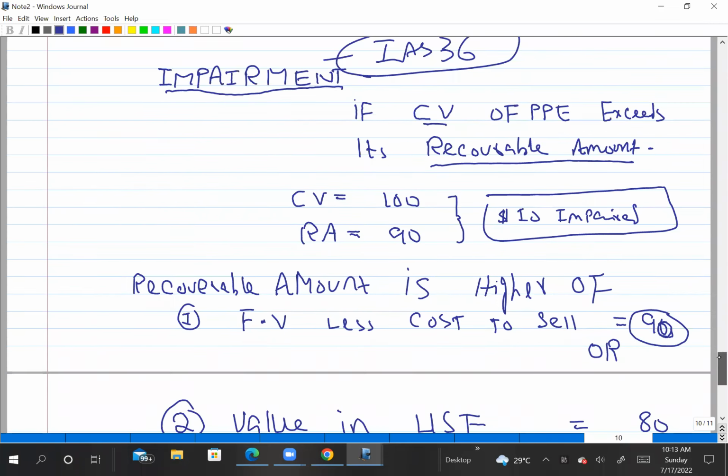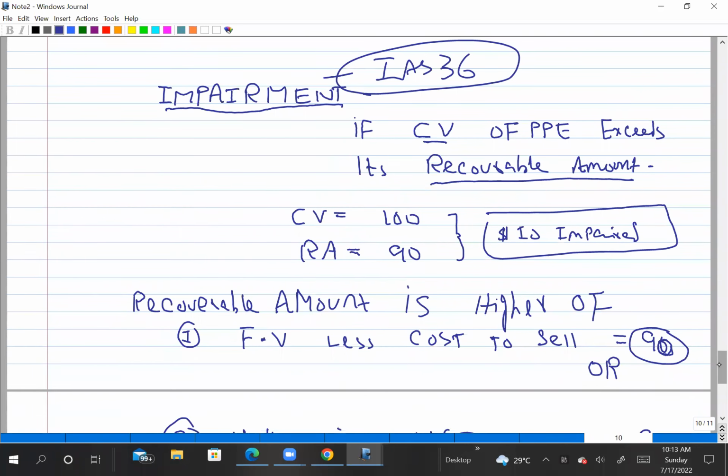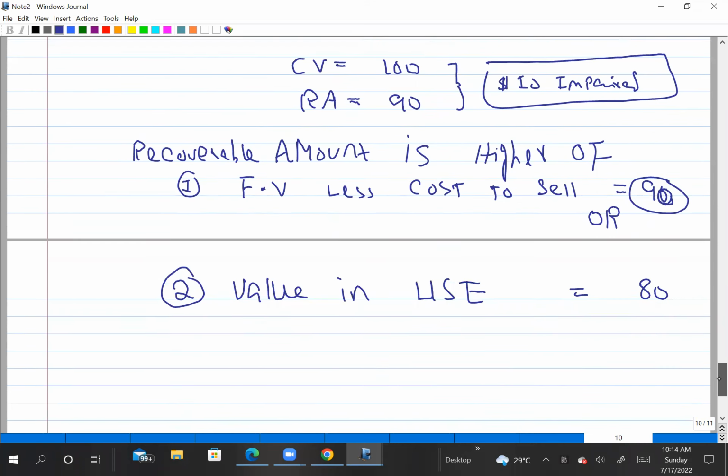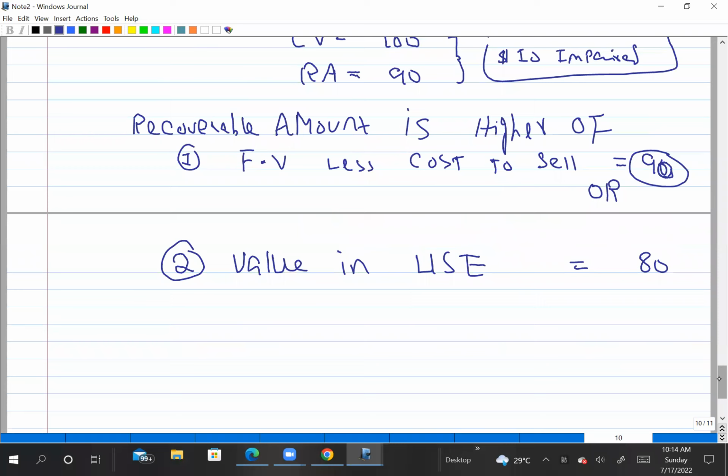Okay, we are talking about the concept of impairment. Impairment means the carrying value of the property, plant and equipment exceeds its recoverable amount. For example, if the carrying value is 100 and recoverable amount is 90, the asset is said to be impaired by $10. Now, what is recoverable amount? Recoverable amount is the benefit which we get from the asset, and it is the higher of fair value less cost to sell or value in use.